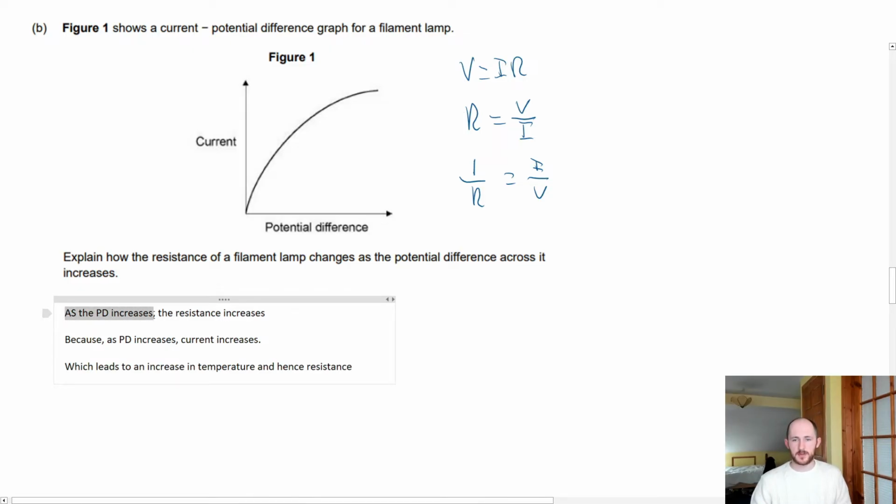So as the potential difference increases, the resistance increases. Because as PD increases, current increases. An increase in current will increase temperature, which increases resistance.